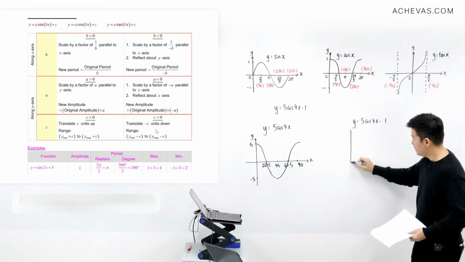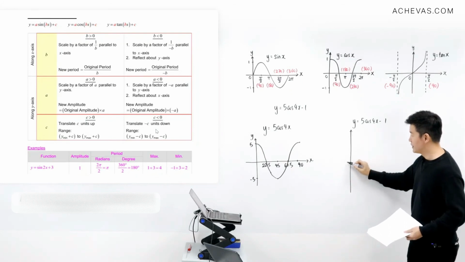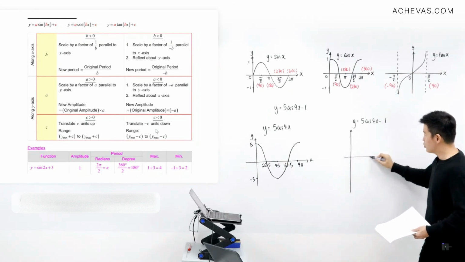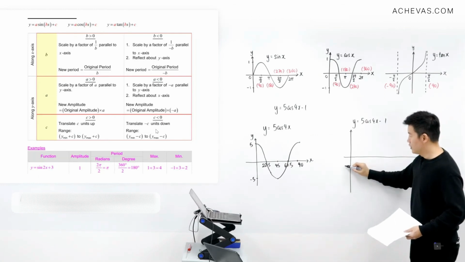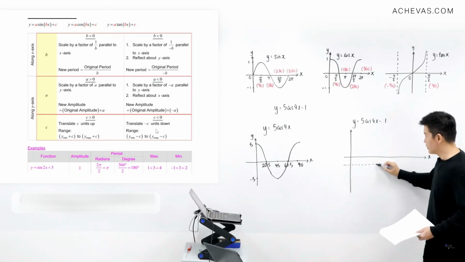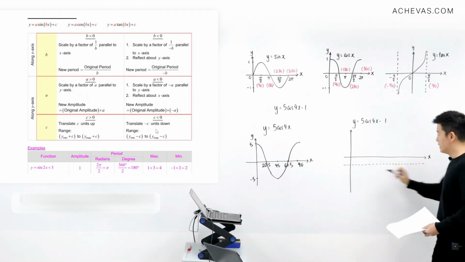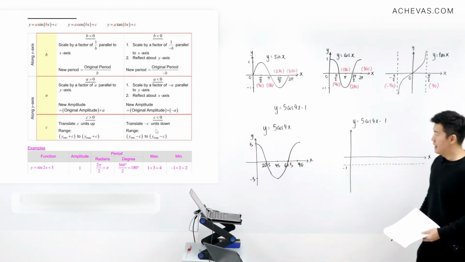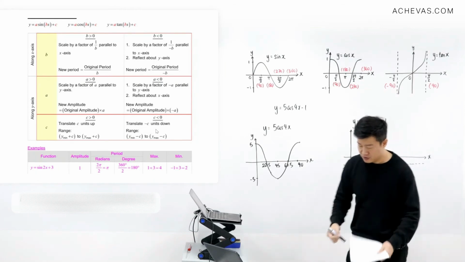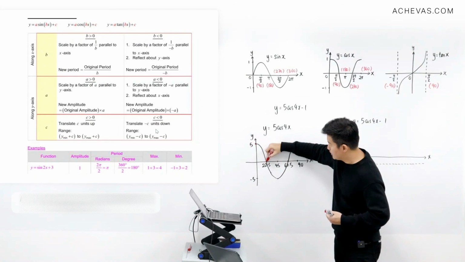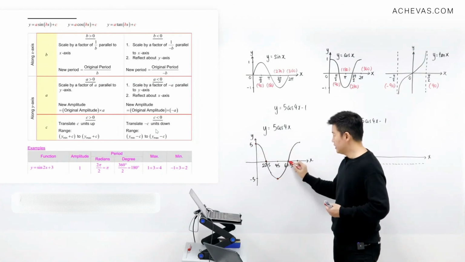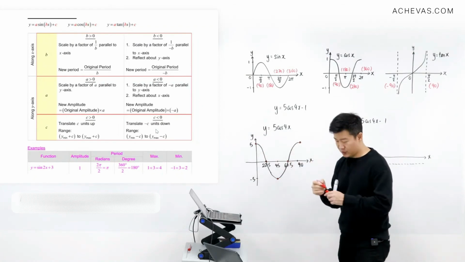Just like what we did in the previous graph, I'm going to draw that middle line first. I always find that very, very useful. So the middle line is going to be this, at minus 1. And then I'm going to draw the points. The points that I'm going to be focusing on will be this point here, this point here, this point, this point, and this point.